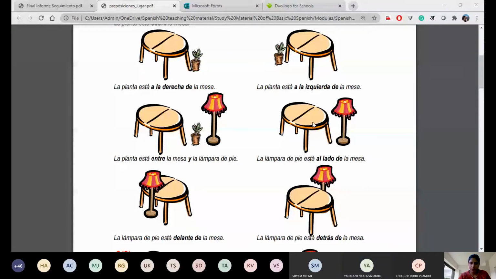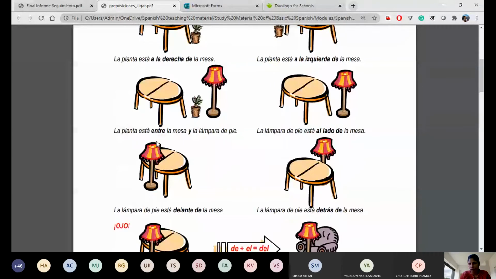Okay, so let's move ahead. So there is one thing, la lámpara. Again, you have to tell where the lamp is. It is in front of the table. In the second case, it is behind the table. So what is in front of and what is behind of? Lámpara de pie está delante de la mesa.